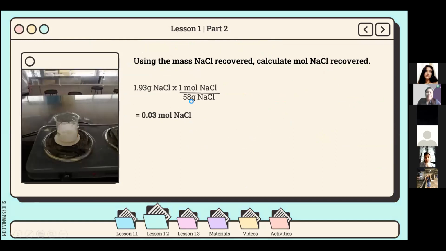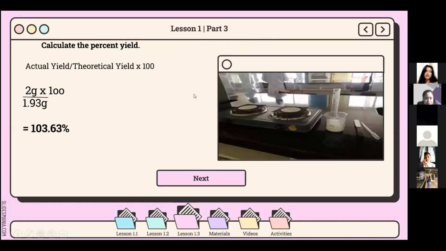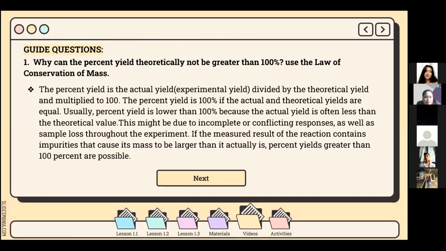Ay, nandito pala, sorry. Hindi ko pala ito nakita kanina. I missed this a while ago. Sige, it's okay. So, parehas tayo ng answer, 0.03. Okay. Now, for the percentage yield, ba't ayaw gumana ng aking mouse?